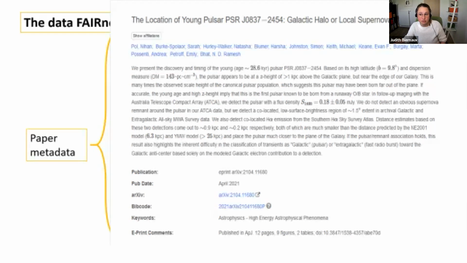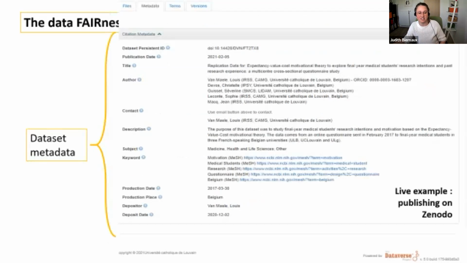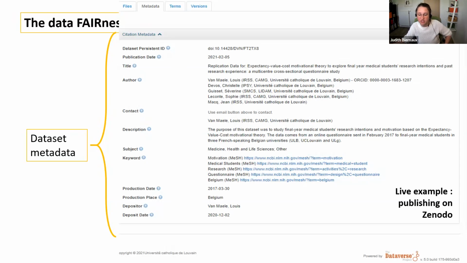Well, you can publish papers on databases, and you can publish data sets on databases. There is a very well-known database that is Zenodo, right? Some of you may already have published things on Zenodo or downloaded files from Zenodo. There are also disciplinary databases that you most likely know much better than I do. But when you deposit a file on an open database like Zenodo, you have to fill in so much information about the file, and all this information is the metadata.